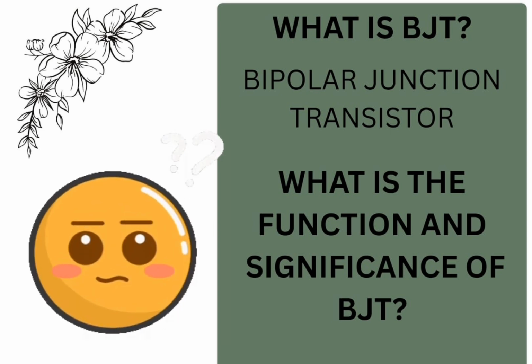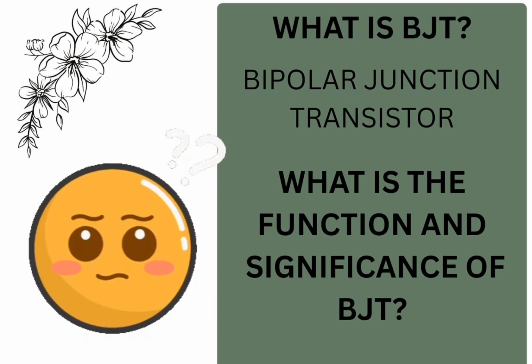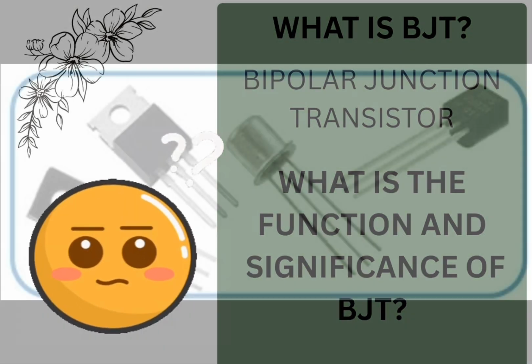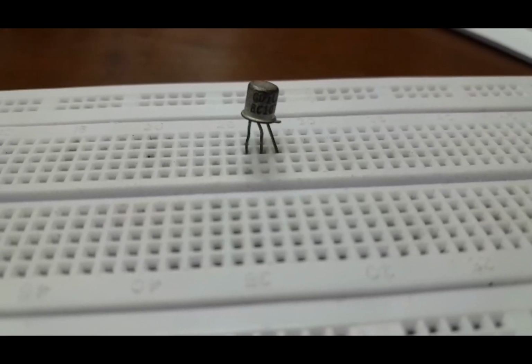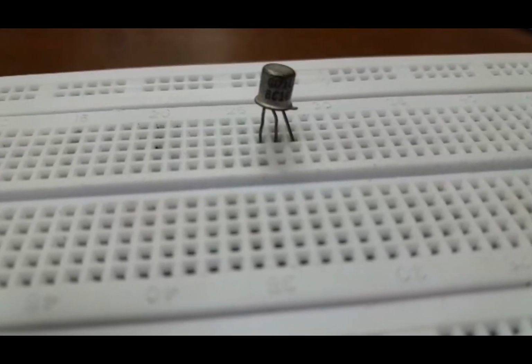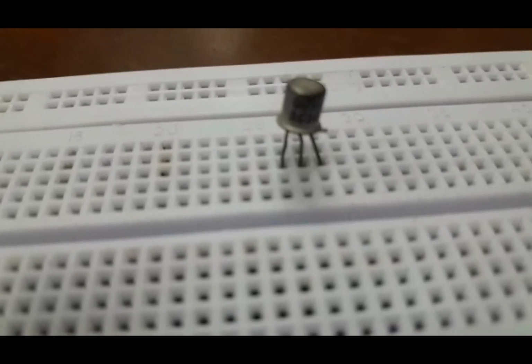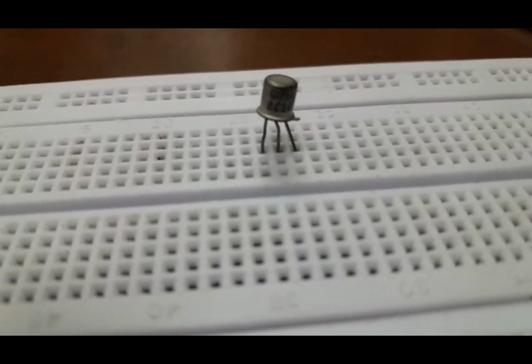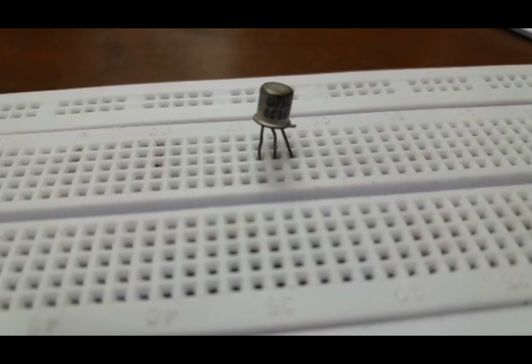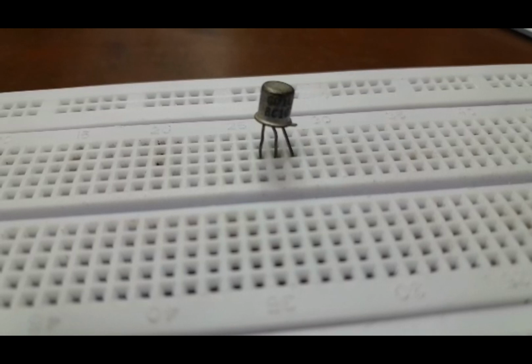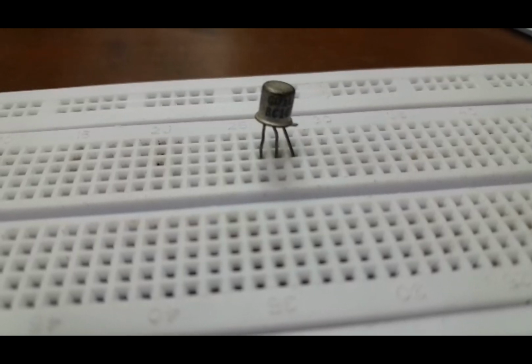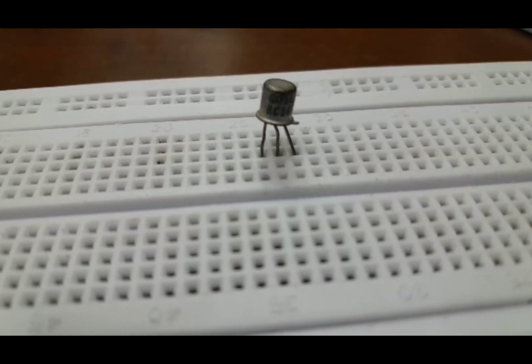Bipolar junction transistor is the full form of BJT. I know you are all eager to know the function and significance of BJT. So let's see. Here we can see various shapes of BJT that we use in electrical circuits. A BJT has three semiconductor regions separated by two p-n junctions. The main function of a BJT is as a current control device used for amplification and switching. Its significance is in signal amplification and switching applications in the electronics field.